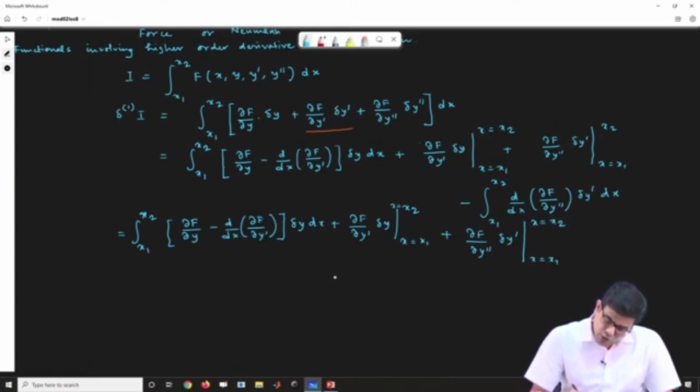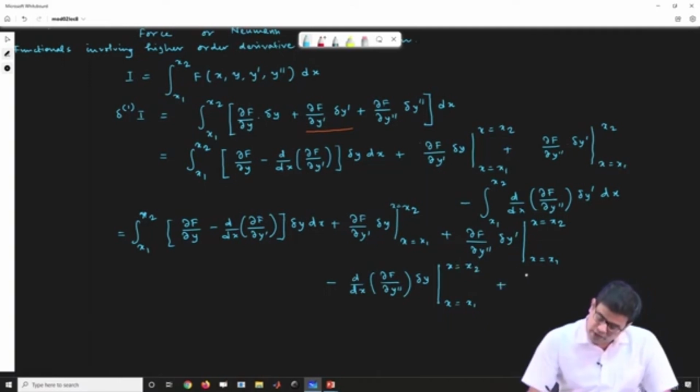If I do the second term by parts, then there will be a boundary term, which will be d/dx of ∂f/∂y'' into δy, evaluated from x1 to x2. And then there will be a plus, since the minus is there, the integral from x1 to x2 of d²/dx² of ∂f/∂y'' into δy.